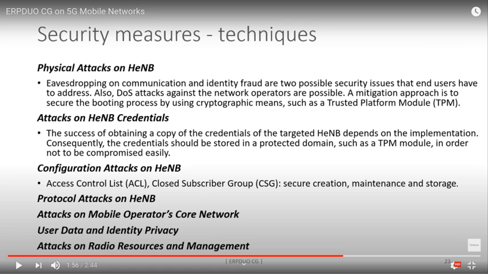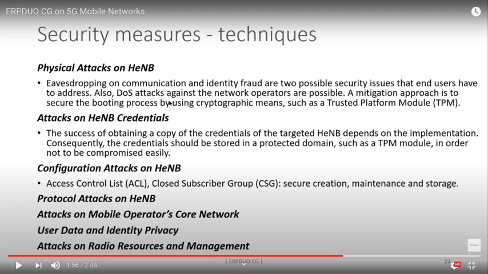But the last thing I would like to mention here is something about those eNBs, just using the abbreviations here. Attacks on radio resources and management, user data and identity privacy, attacks on mobile operators' core network, protocol attacks on HeNB, access control list, closed subscriber group. The success of obtaining a copy of the credentials of the targeted depends on the implementation, and consequently, the credentials should be stored in a protected domain.